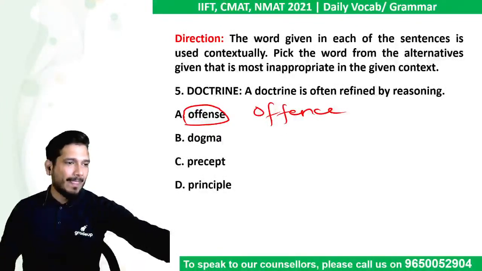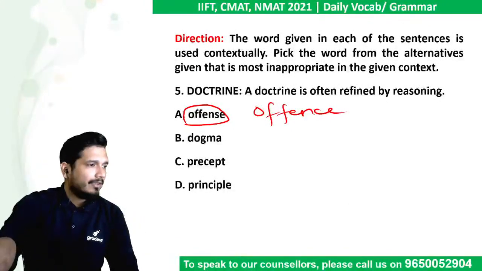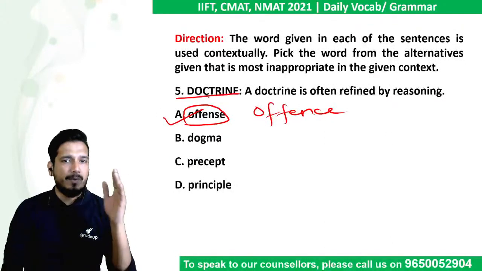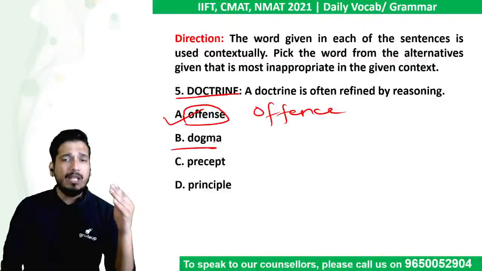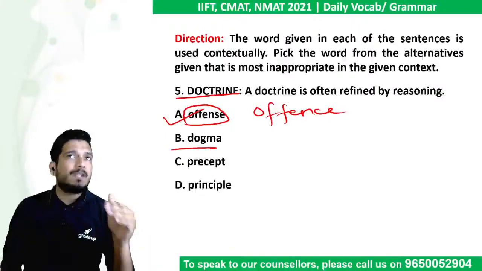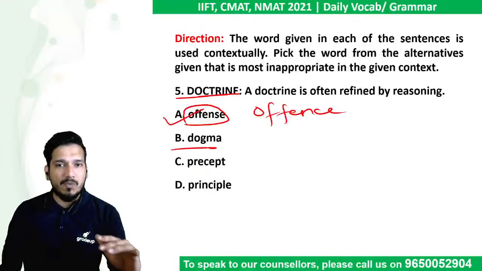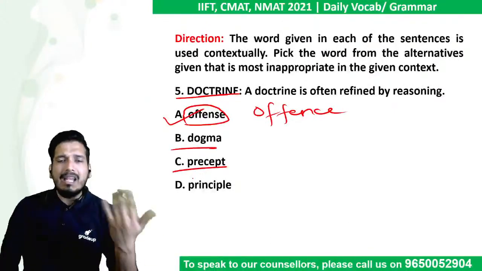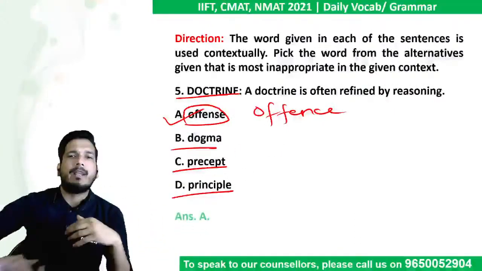Food for thought. Anyway, the answer is A, offense. Doctrine means principle or set of rules. Dogma again means a set of rules and beliefs. When someone is dogmatic, he is bound to follow his rules and principles, and he does not change his mindset. He does not change his thought process. Right? Precept again means rules, and principle means rules and principles. So the answer is A.